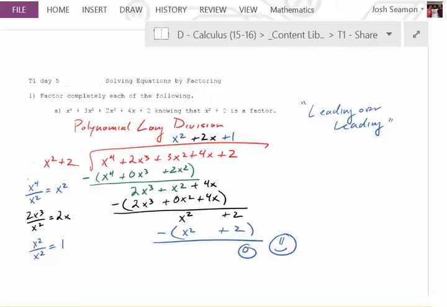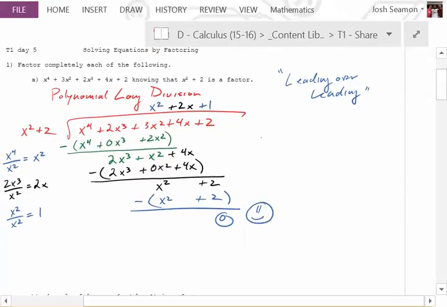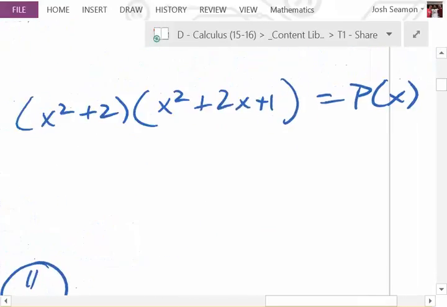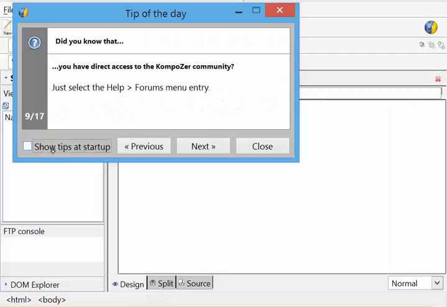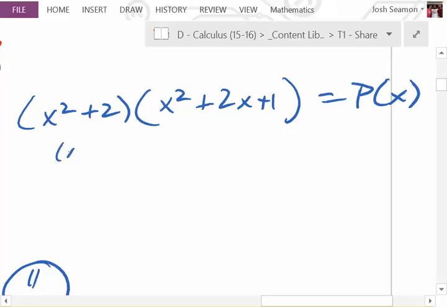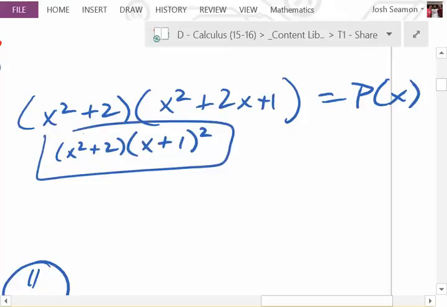So what does that now tell us? It tells us that we now have x squared plus 2 times what? Equals our, if this is p of x, is times what? X squared plus what? Equals our polynomial. Are we done yet? No, because what can we factor right there? So what do you end up with? X squared plus 2 times what? X plus 1 squared. This right here is the fully factored form. That is p of x, the original polynomial.